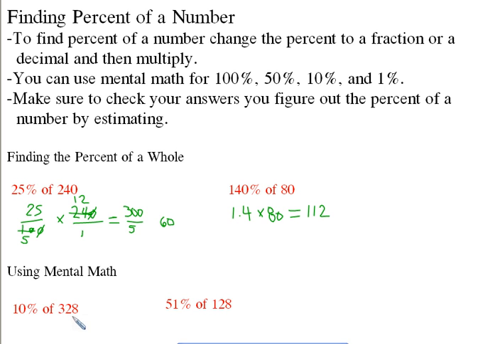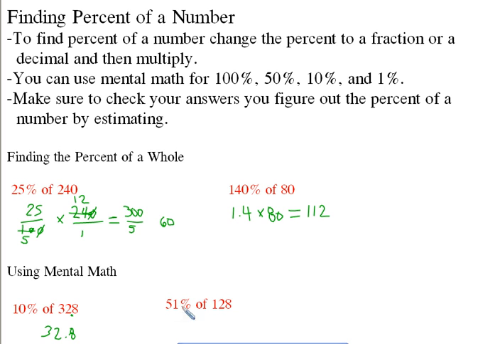Now when you use mental math, it's pretty easy just with something like 10%. All you do is move the decimal point over one space. So all we have is 32.8. All you're moving is the space over. Remember, when you're dividing, this means you're dividing by 10 because it's 10%.